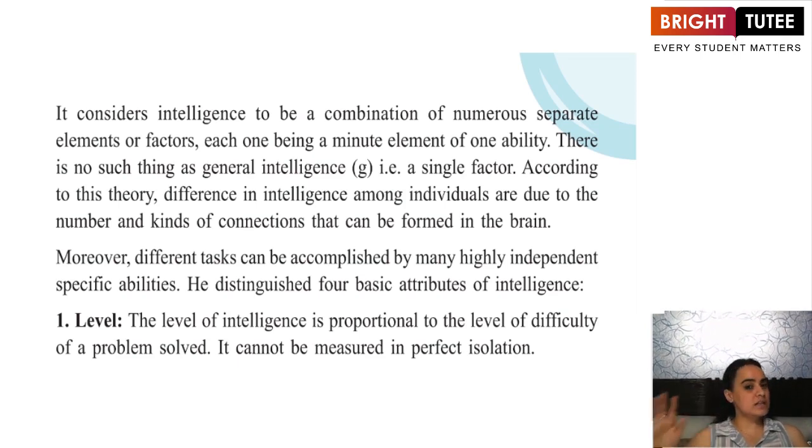Now, different tasks could be accomplished by people in a different manner. Somebody can do a mathematical problem within a second, while the other might find it very difficult and would take 10 to 15 minutes to get to the solution. So, on the basis of this, there are four basic features or attributes of intelligence. The first one is the level.